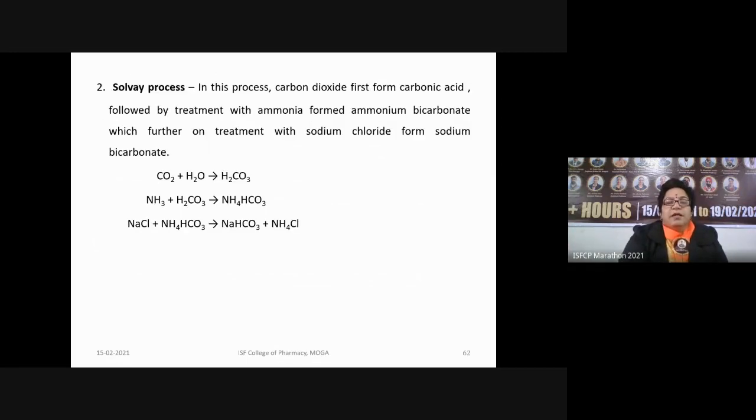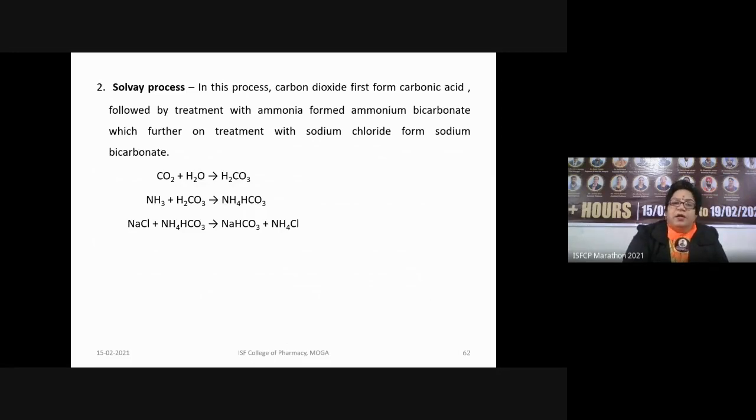Then another method for synthesis is the Solvay process. In this process, carbon dioxide first forms carbonic acid, followed by treatment with ammonia, forming ammonium bicarbonate, which on treatment with sodium chloride forms sodium bicarbonate. Here you can see carbon dioxide plus water to give H2CO3, that is carbonic acid. Then this carbonic acid is made to react with ammonia to form ammonium bicarbonate. This ammonium bicarbonate will react with sodium chloride to form sodium bicarbonate and ammonium chloride.